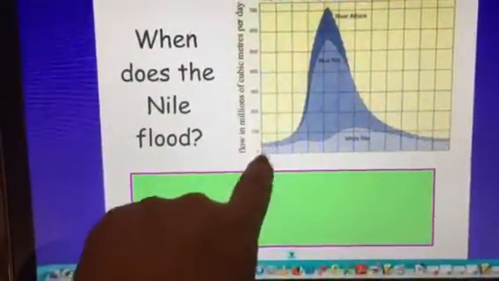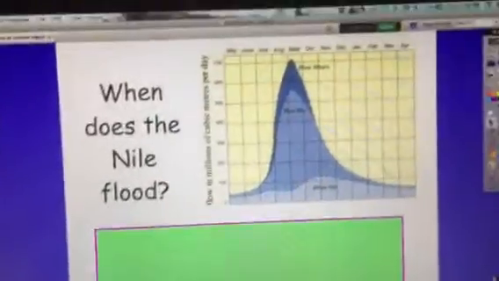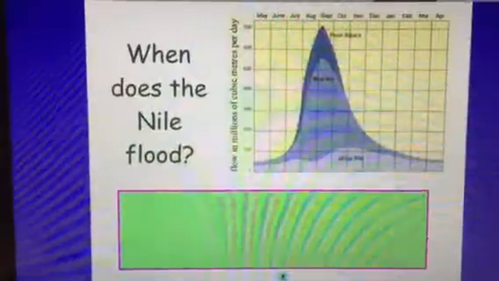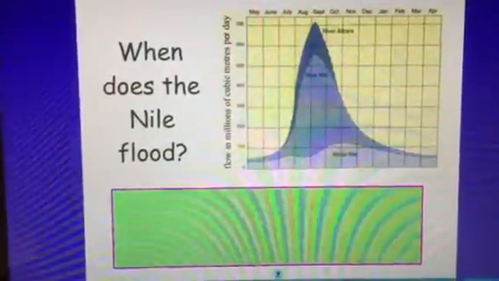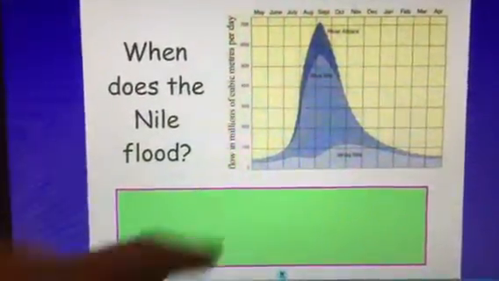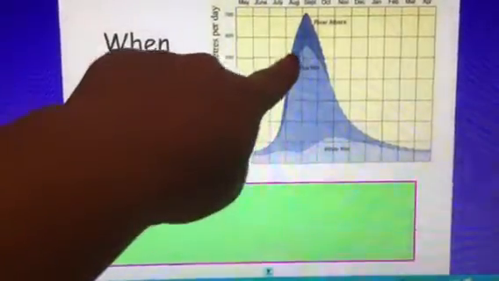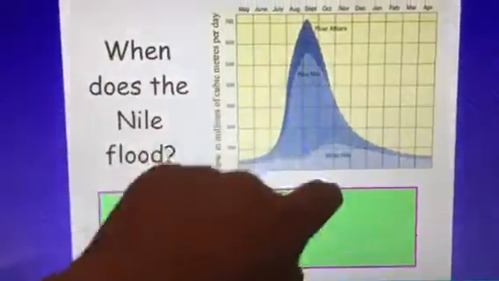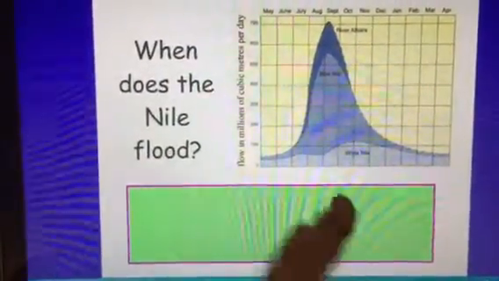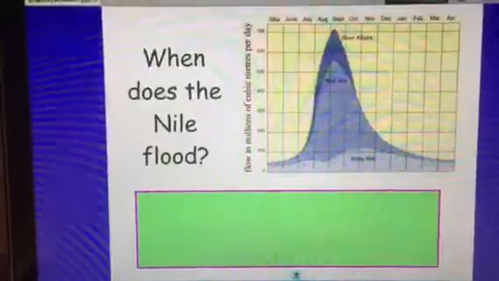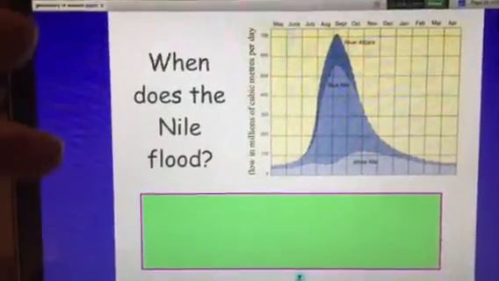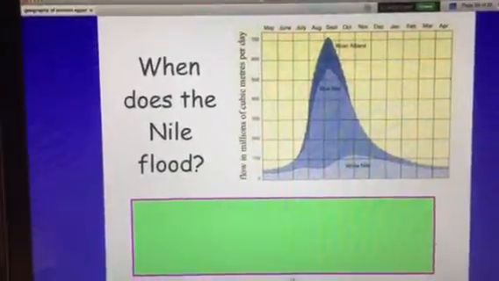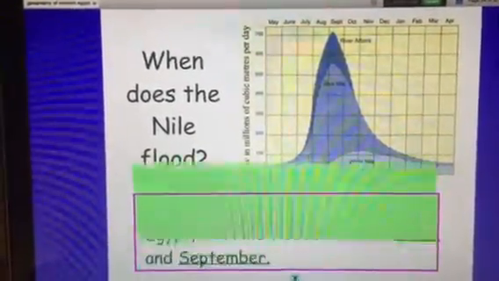What happens is the snow and whatever else is on the ground in the mountains in the south start to melt because these months are heating up. And so when they melt, all the water starts rushing down the rivers. And when the Blue Nile and the White Nile converge, it's like taking 2 cups of water and pouring it into 1. It's going to overflow. There's not going to be enough room for them. So around September, the Nile floods.